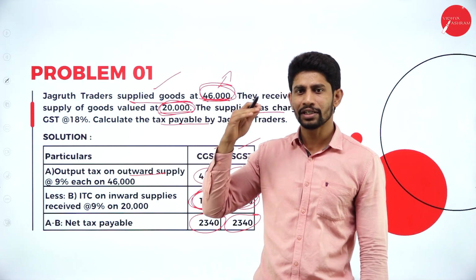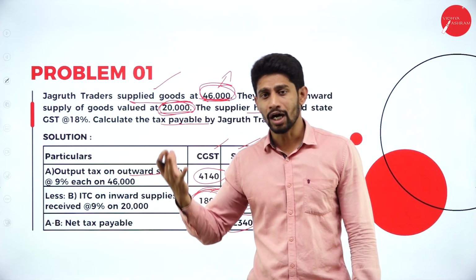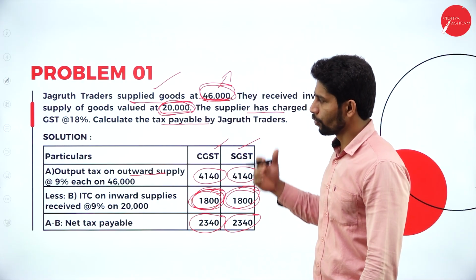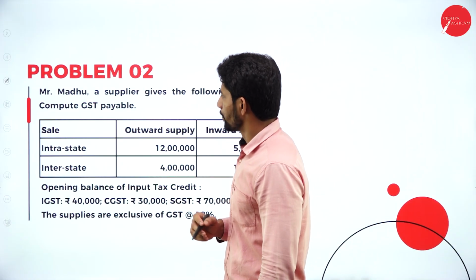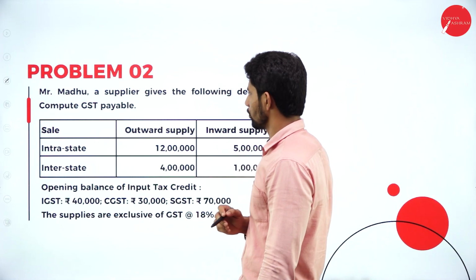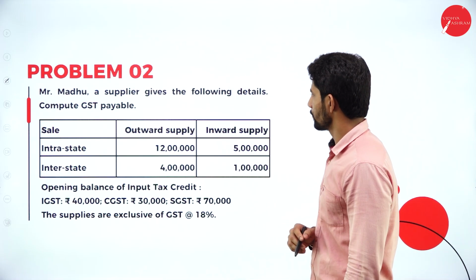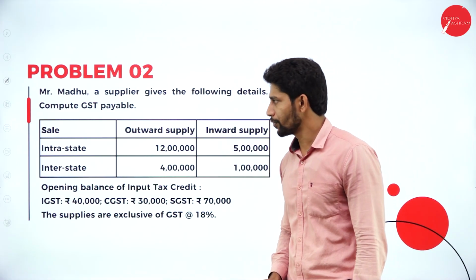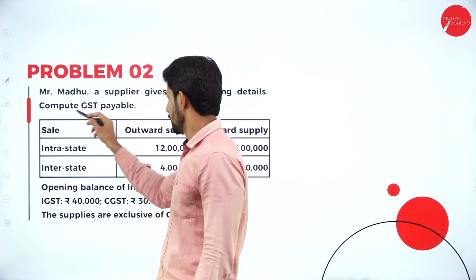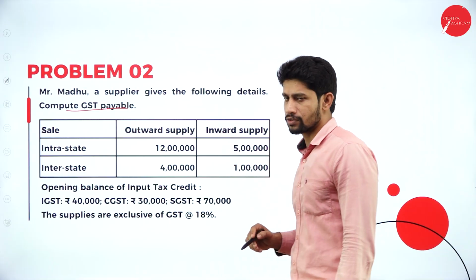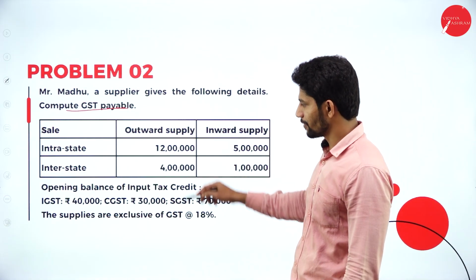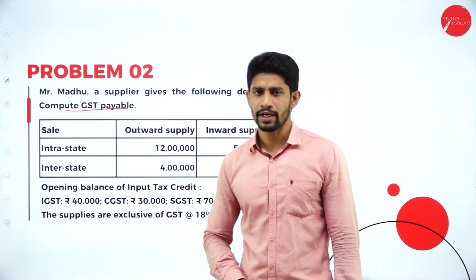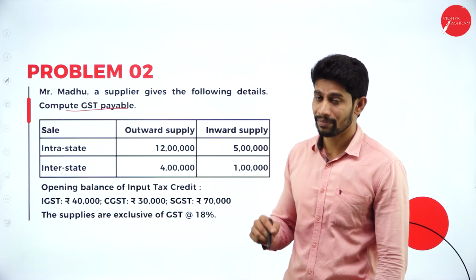You are going to set off the input tax against the output tax. Moving further to the next problem. Problem number 2. Mr. Madhu, a supplier, gives the following details. Compute GST payable. By using this information, we are supposed to find out the GST payable.